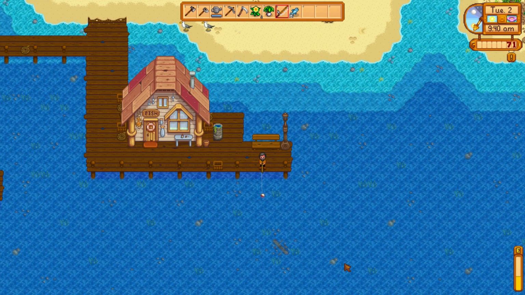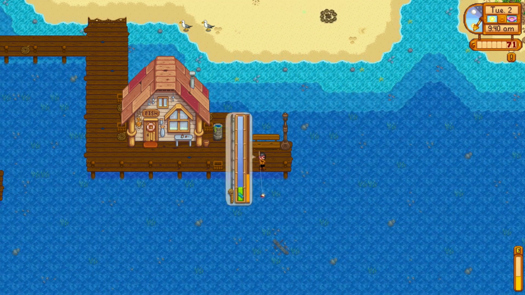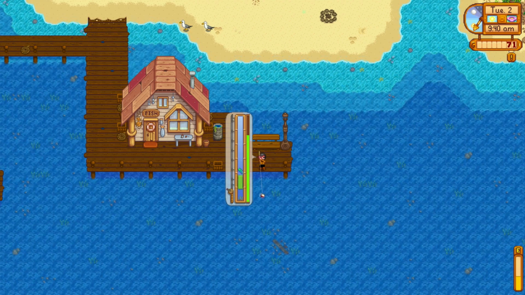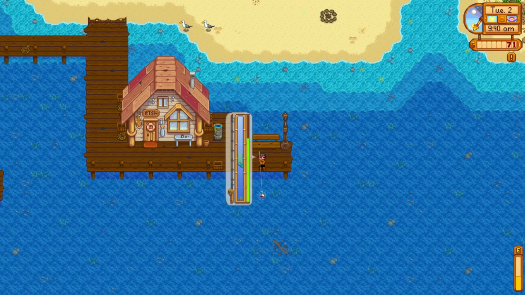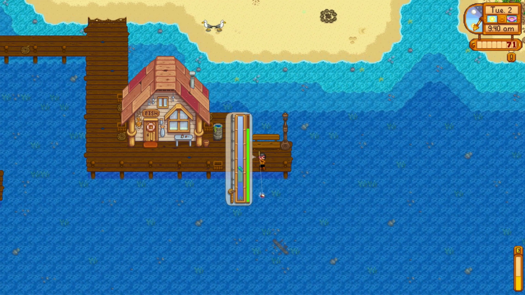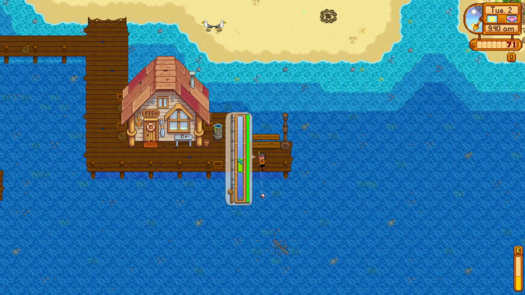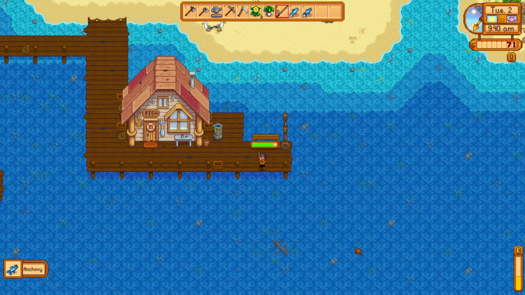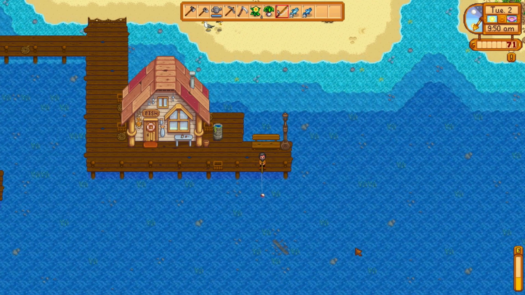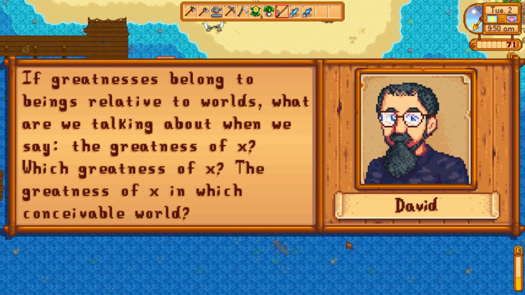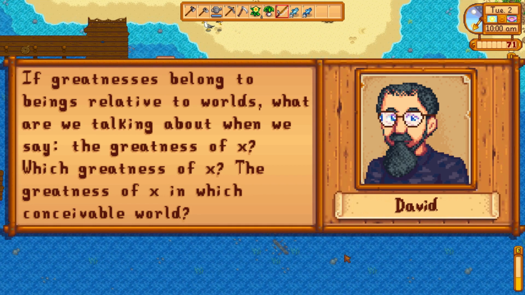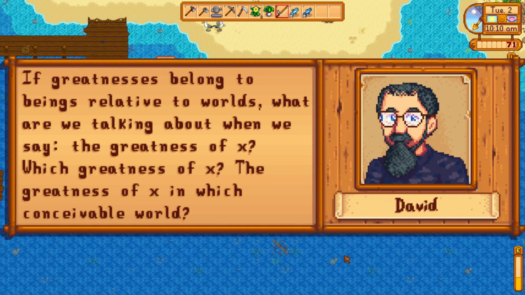The basic idea here is that there is some being which is so great that we can't conceive of anything exceeding it. In the system we've been outlining throughout this video, we see that greatness is always tied to a certain conceivable world, be it W or V. Following this, the third premise can be understood as saying that there is one pair that can't be exceeded by any other. Here, things get a bit sketchy, as Lewis asks, if greatnesses belong to beings relative to worlds, what are we talking about when we say the greatness of X? Which greatness of X? The greatness of X in which conceivable world?